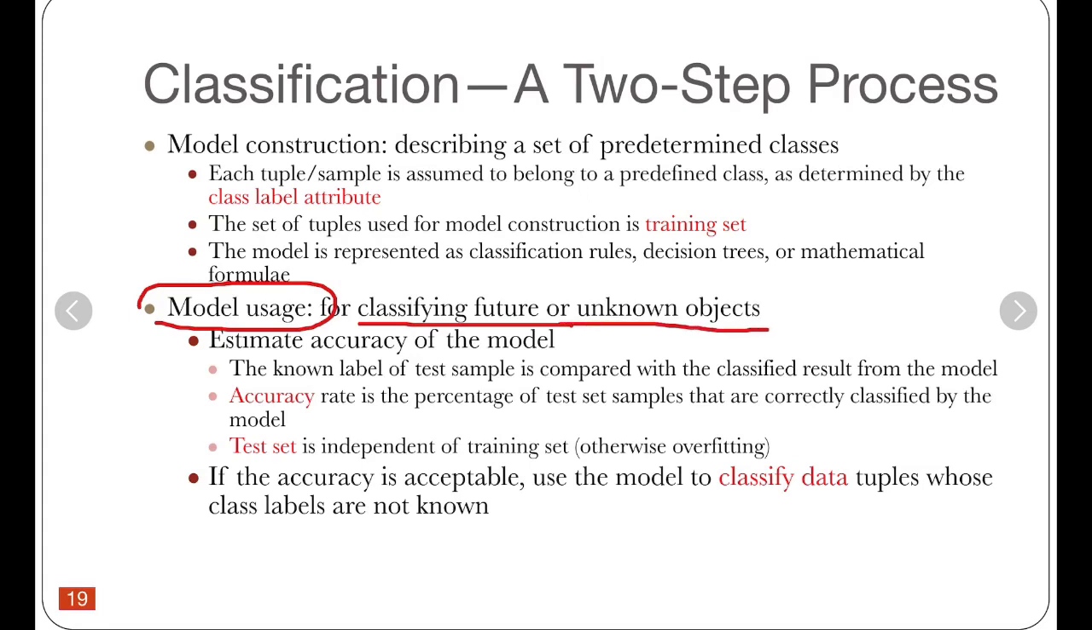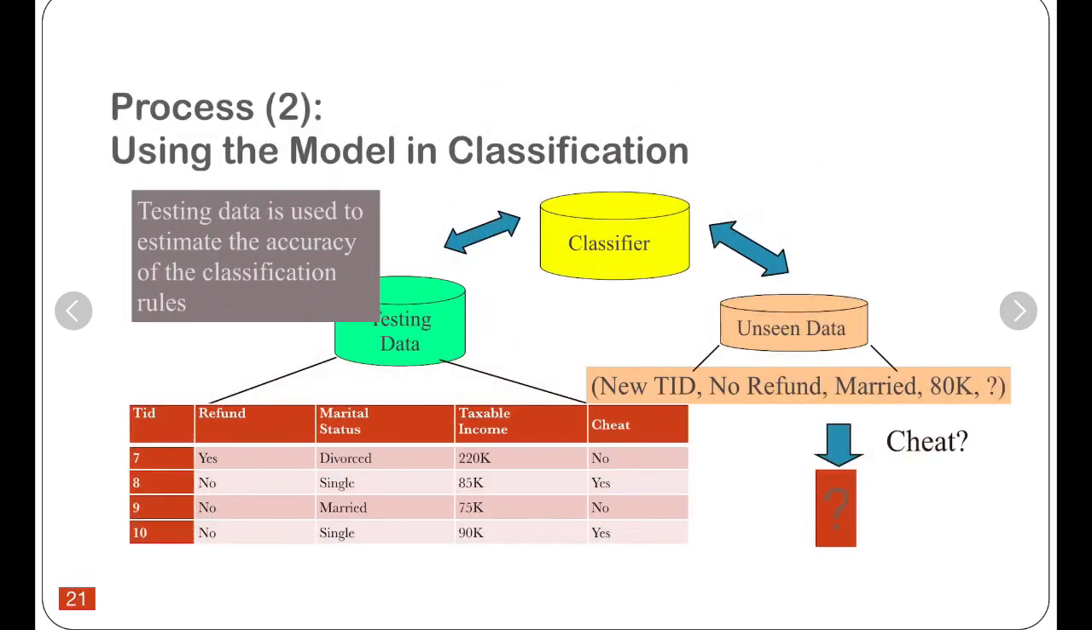First, we need to estimate the accuracy of the model. Once the accuracy is acceptable, we can use the model to classify data tuples whose class labels are not known. So how does it work? Take a look at this slide. If you take a look at the test sample, this is the known label.